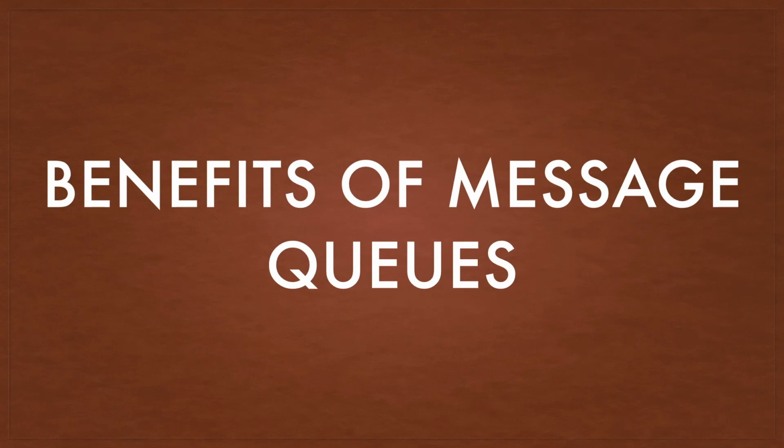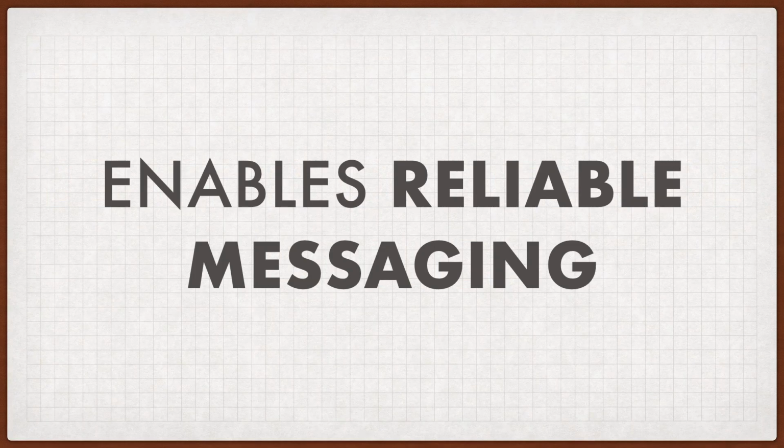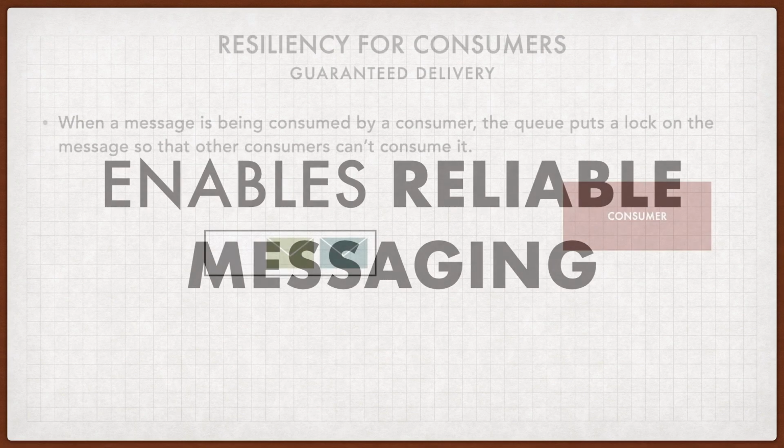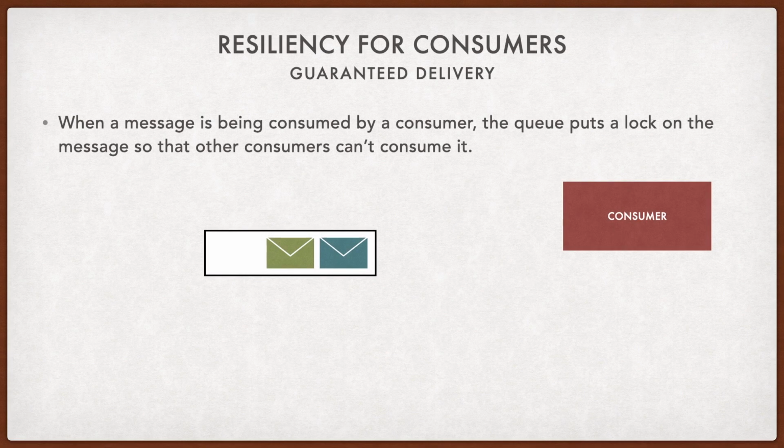A message queue can play a critical role in your application architecture and can be beneficial in many ways. A message queue enables reliably exchanging messages among application components. Even though consumers fail, the queue will deliver the message to another consumer. A queue makes sure that a message is consumed by only one consumer. When a message is being consumed by a consumer, the queue puts a lock on the message so that other consumers can't consume it.